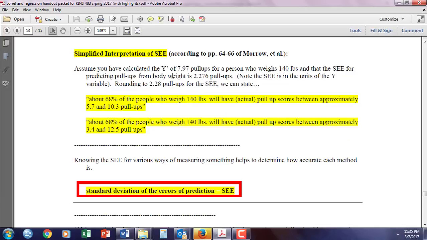You have a predicted score that's this. We have a standard error of the estimate that's this. We take 68% of the people who weigh this. We think they're going to fall in this range. We take 68% of the people. This should be a 95. I think there's a typo here. And 68, please check pages 64 through 66 of your book. I'm sorry for that little error here.